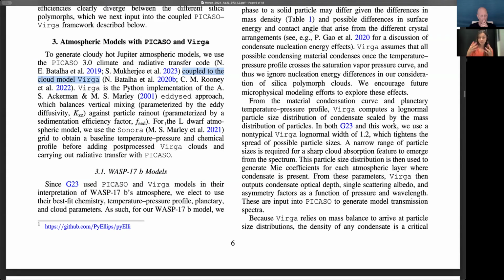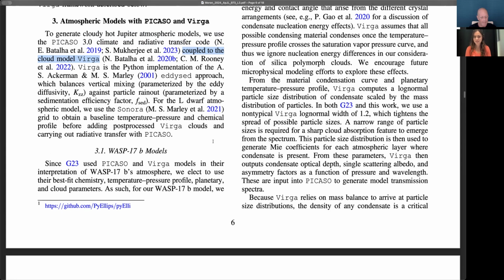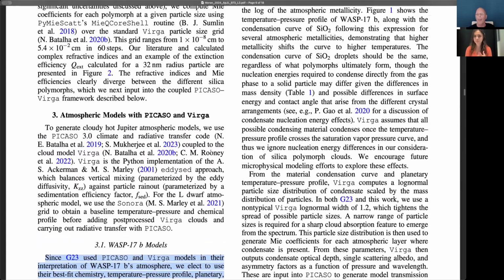Because I was inspired by the WASP-17b results, that was what I compared all of my modeling to, these data sets. To save myself some time and also benchmark against the existing models that were run for this paper, I reproduced them. I used the same chemistry, the same temperature pressure profile, and the same planetary, stellar, and cloud parameters. I just took their best values as reported in that paper and ran them through my sets of models.